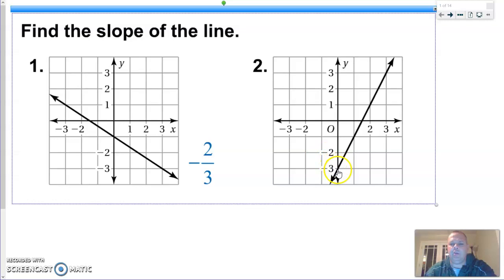I see a point here. And it looks like I got a point here as well, so I can go up 1, 2, over 1, so it looks like we're going to have 2. If I chose this point and this point, I would go up 1, 2, 3, 4, 5, 6, over 1, 2, 3. 6 divided by 3 will give us our answer of 2.